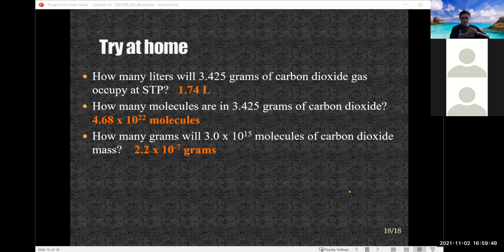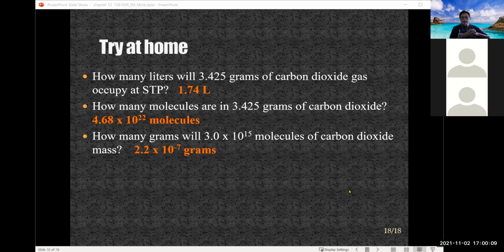Okay, so you're at STP. You should end up with a number of 1.74. Notice liters. Notice it has 3 sig figs. The grams is 4 sig figs. So someplace in there, it changed the number of sig figs in your answer.